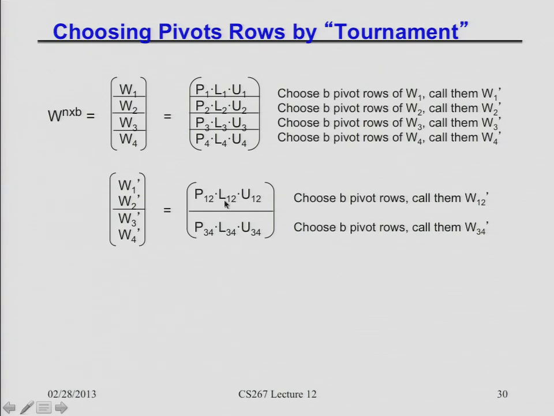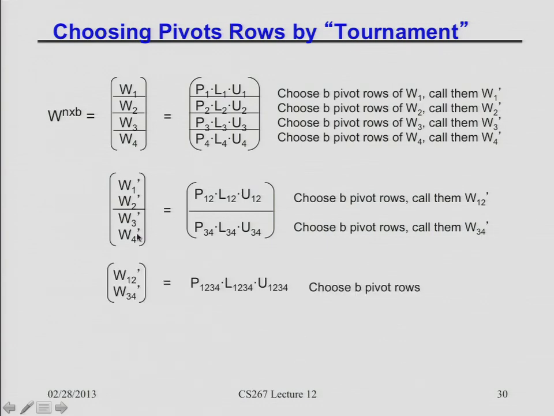How do I decide? I run Gaussian elimination again. So I'll do a very tiny little Gaussian elimination and pick the best B of these two B rows by doing permutation times L times U. And I'll call the winners there W12. So this is now a little B by B matrix again. Same thing for processors 3 and 4.